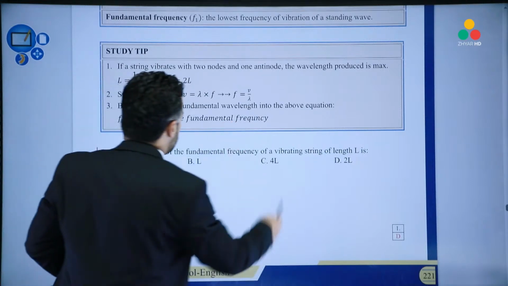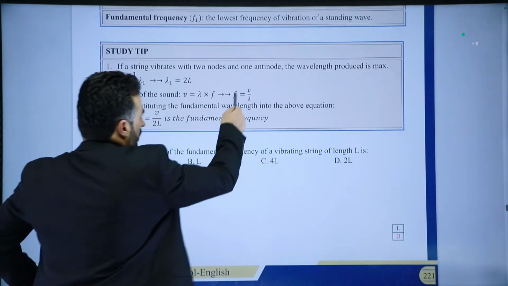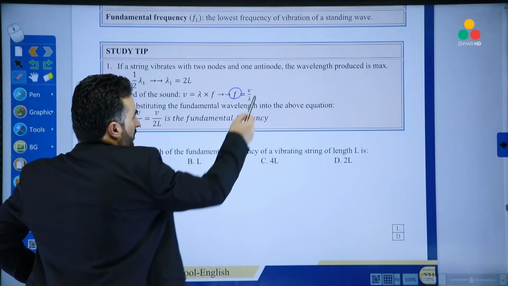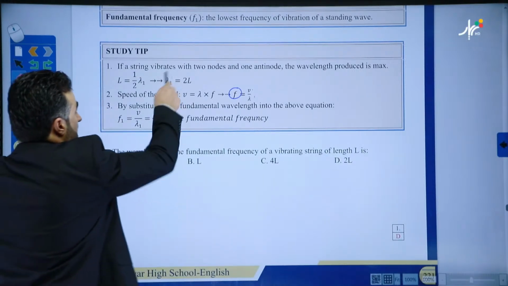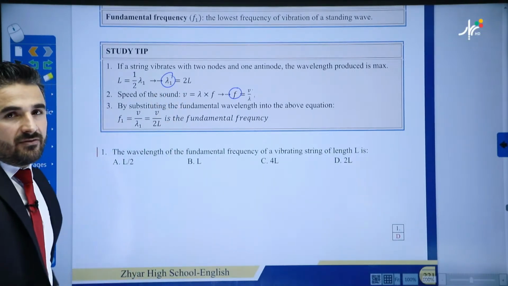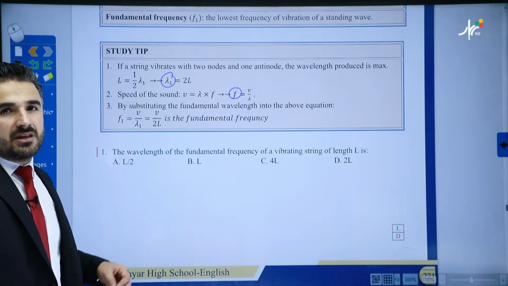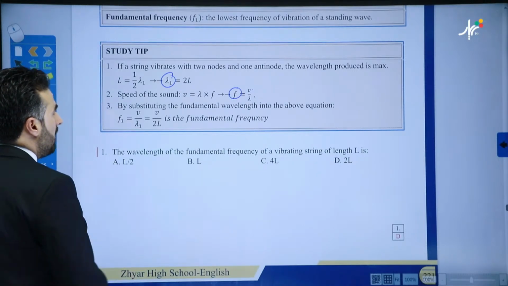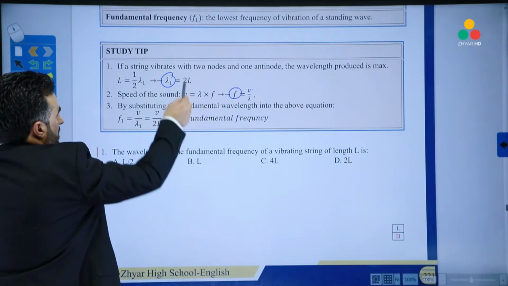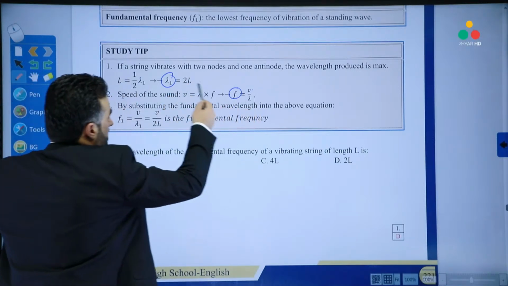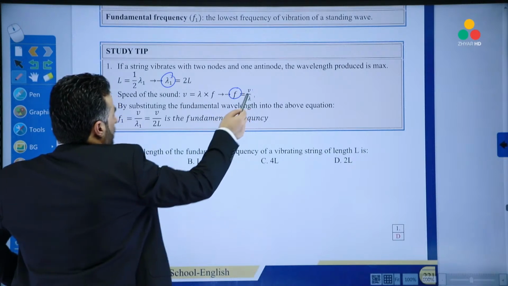If you're trying to find the frequency here, frequency equals what? Equals the speed of the wave, of course, divided by the wavelength. And remember, this is the maximum wavelength, or the wavelength for the fundamental frequency, or the fundamental vibration. So we can substitute this into the equation.